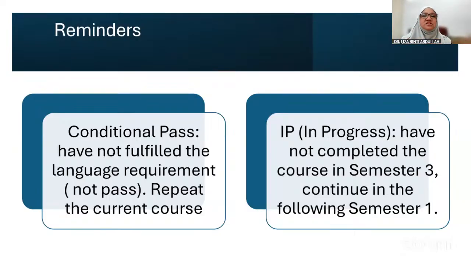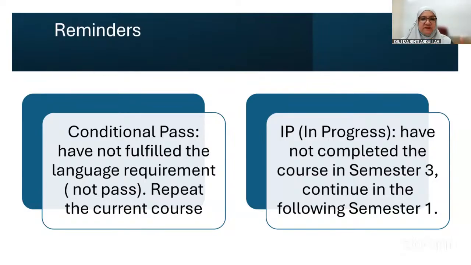Because we had this issue recently when students do not understand conditional pass. Last semester, after the semester ends and you get your results, you will see in the result slip "conditional pass" for this course, let's say LEED 1014, for example, or LQAD 1014. So conditional pass means you do not pass. It means you still have to do the same course.